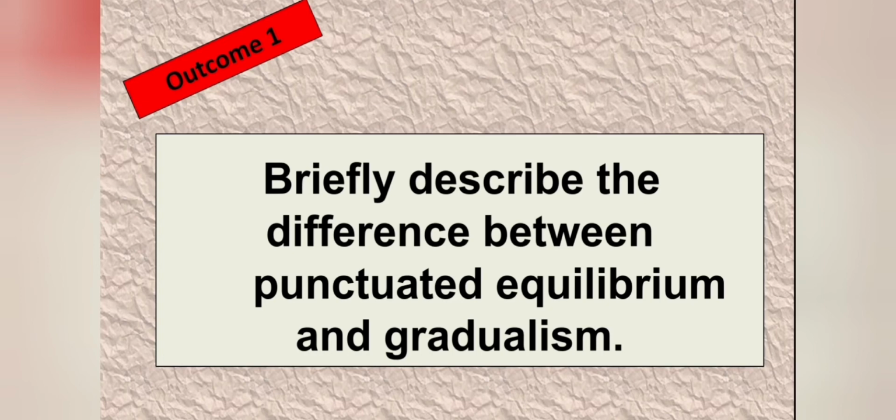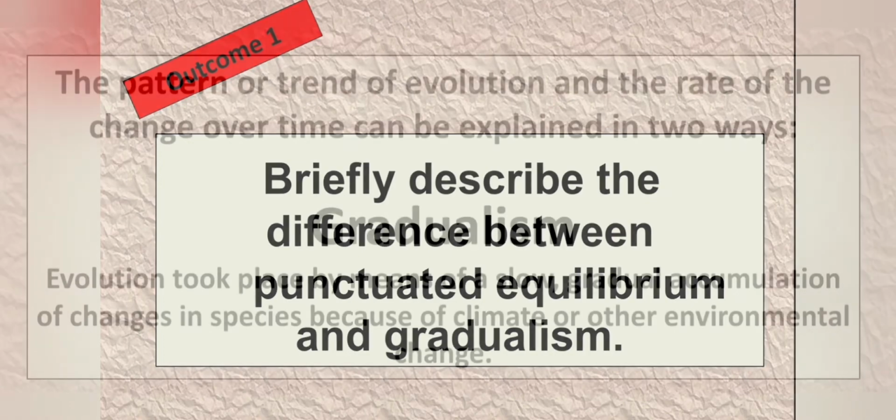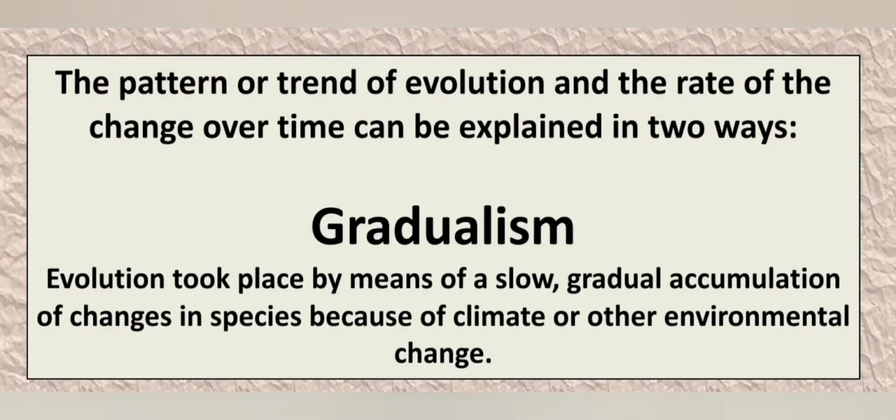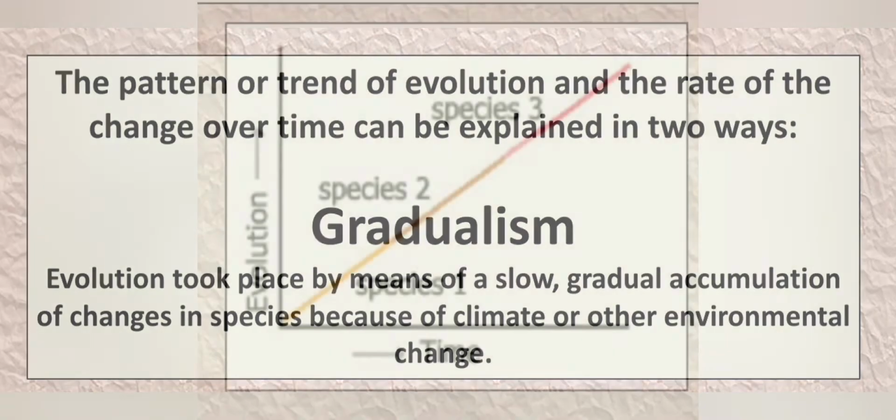We don't know how it happens, but there are two basic theories. The pattern or the trend of evolution and the rate of change over time is explained either by punctuated equilibrium or gradualism. According to gradualism, evolution took place by means of a slow, gradual accumulation of changes in a species because of climate or environmental change. And it's best understood if we look at a simple graph.